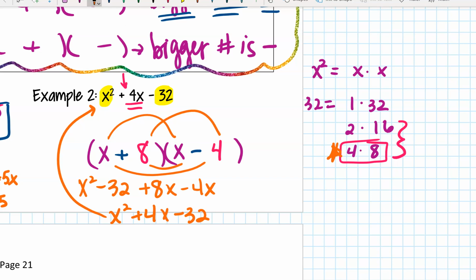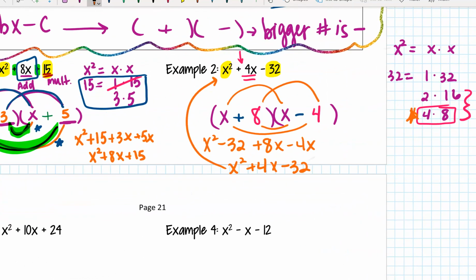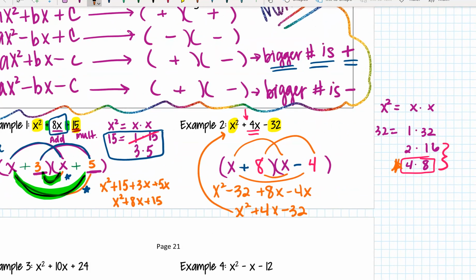Okay, so you're going to learn little hints and tricks of how to get this started and where to start, and where to kind of do your guessing and checking from. Because we chose our bigger number to be positive here, because of my helpful hint up here that I wrote down, I was able to get the correct answer early.